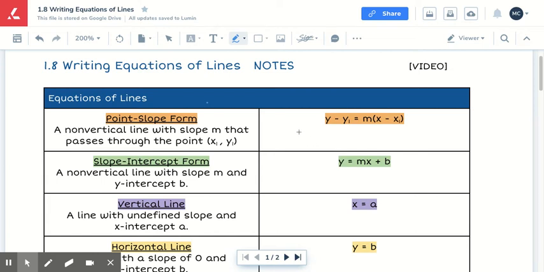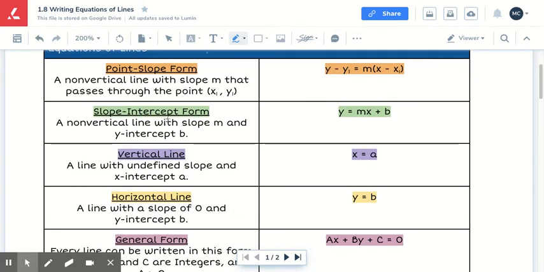Today we're looking at writing equations of lines. There are several different forms of the equation of a line. There's point-slope form, which looks like this: y minus y1 equals m times x minus x1. This would be for a non-vertical line with a slope m that passes through the point x1, y1.